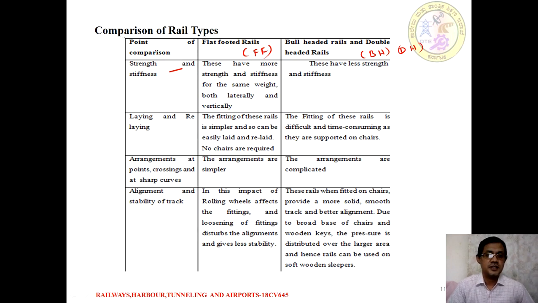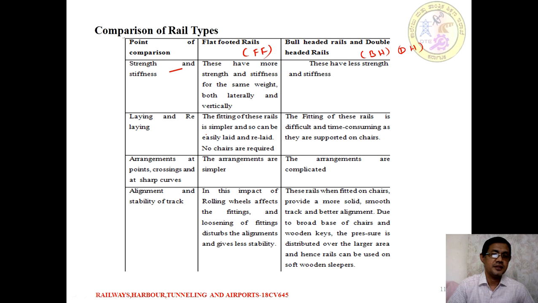The first parameter is strength and stiffness. The flat-footed rail has more strength and stiffness for the same weight, and it is stable both laterally and vertically. As compared to flat-footed, both double-headed and bull-headed rails are lesser in strength and stiffness.